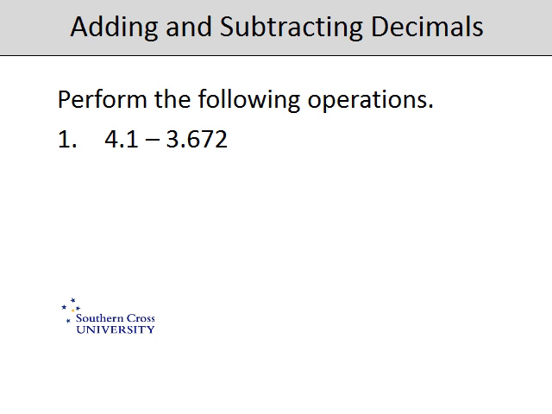Now we're moving on to adding and subtracting decimals. And in this question, we're doing 4.1 take away 3.672. And the first thing you notice is that there's an unequal number of numbers after the decimal point. So we need to put in 2 zeros here in order to proceed.